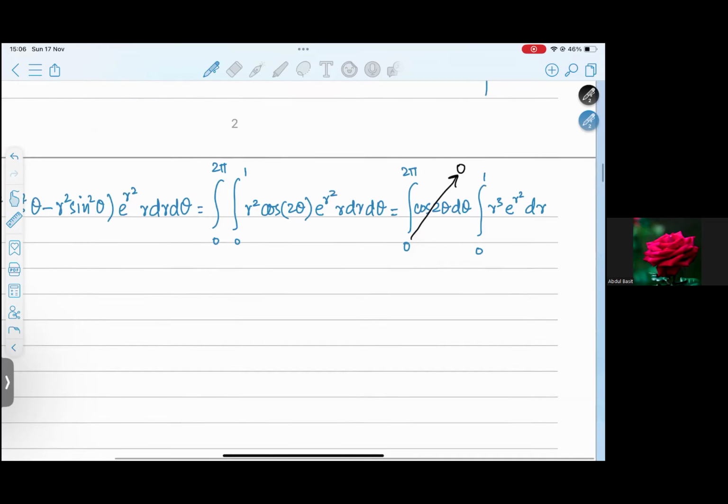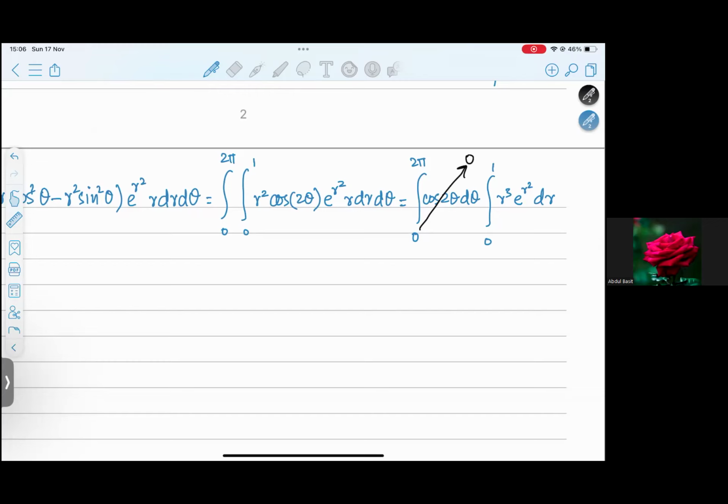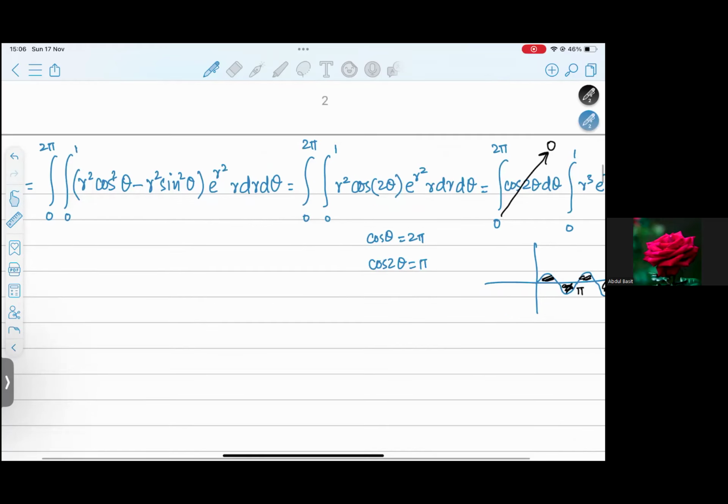Why is this 0? Because we are integrating it over 2 times its period. Because the period of cos theta is 2 pi, and the period of cos 2 theta is just pi. And what does the period mean? The period of cos 2 theta is pi, so in 1 pi it will complete its 1 revolution, and in the second pi it will complete its second revolution. So the area above the x axis is equal to the area below the x axis. So the net area is 0, so the integral will be 0.